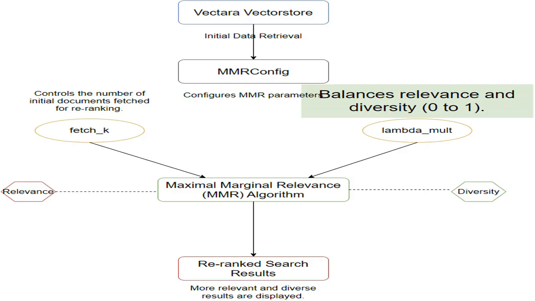Lambda_mult controls the balance between relevance and diversity in the MMR calculation. This value, ranging from 0 to 1, determines the weighting of relevance versus diversity. A value of 0 prioritizes relevance, while a value of 1 prioritizes diversity. A value of 0.5 gives equal weight to both. It can be expressed mathematically where MMR score equals lambda_mult * diversity + (1 - lambda_mult) * relevance.